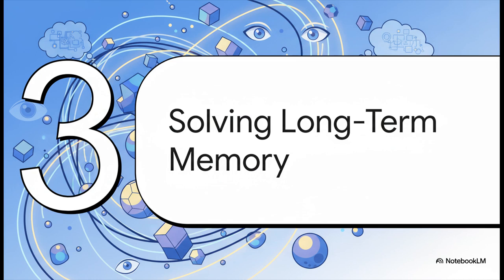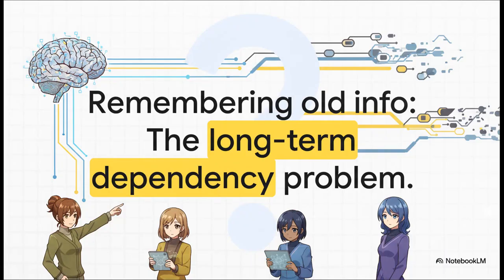But this simple design had a pretty major flaw. I mean, it had memory, sure, but it wasn't very good at remembering things for a long time. It was kind of forgetful. So, imagine you're reading a really long paragraph, and the main character is mentioned right in the first sentence. Well, by the time a simple RNN gets to the last sentence, the influence of that first crucial piece of information has pretty much faded away. It gets washed out by everything that came in between. This is what's known as the problem of long-term dependencies.